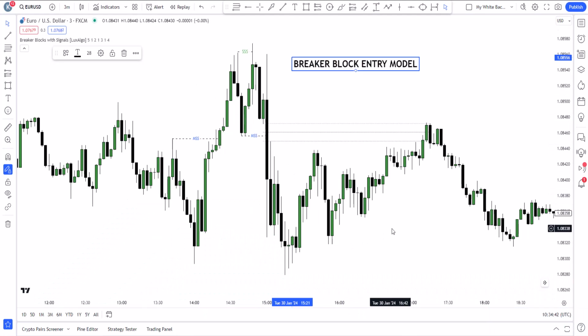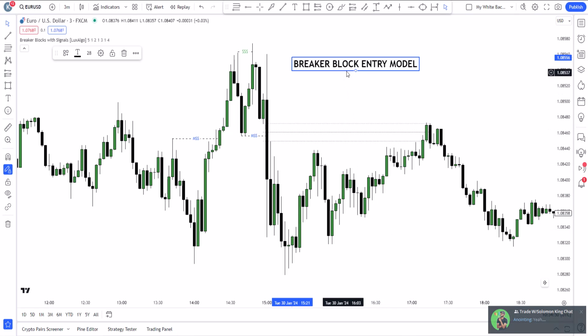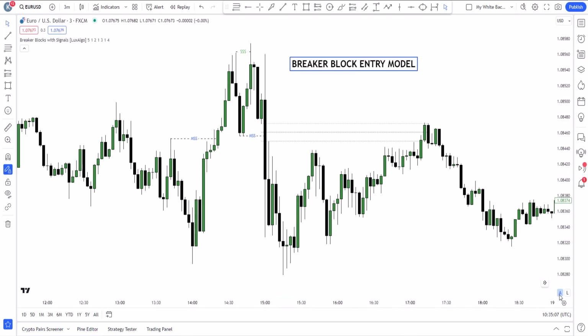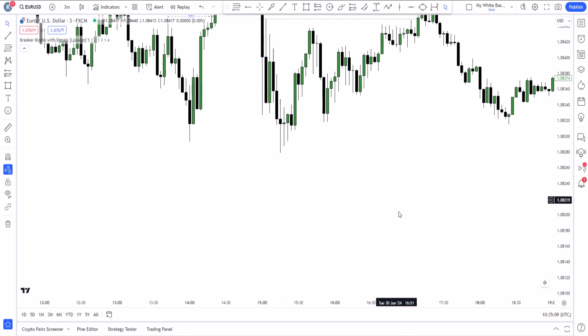In today's video, I'll be showing you another type of entry which is a bit different, so we're taking it gradually. I'll be showing you how to use a breaker block for entry. I know some of you know what a breaker block is, and some of you don't, so let me briefly sketch it out for you so that you will see what exactly a breaker block is.